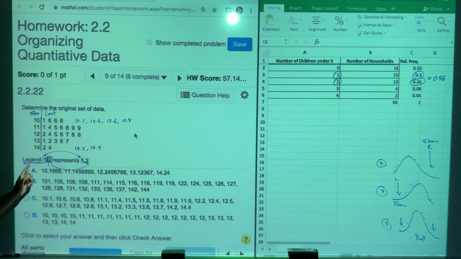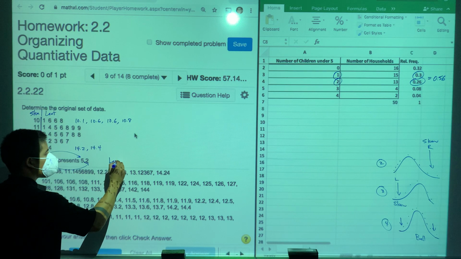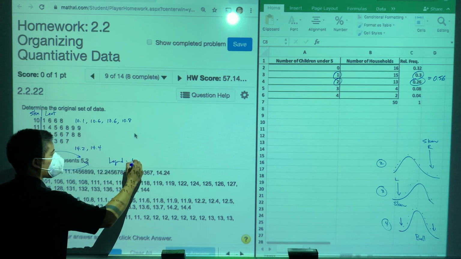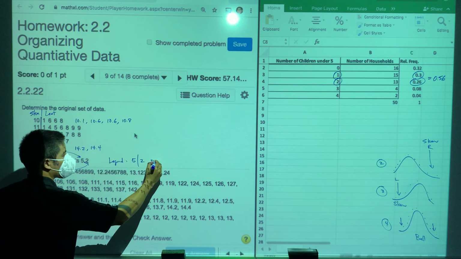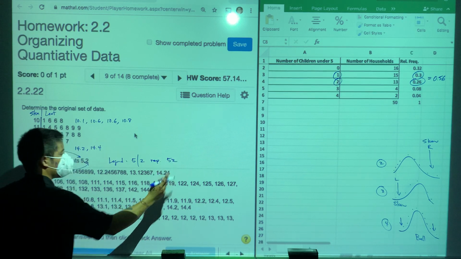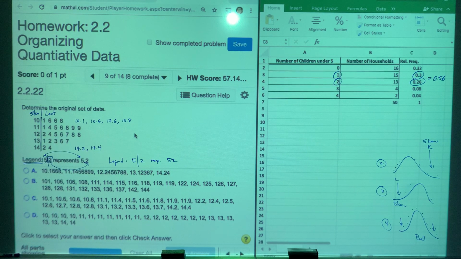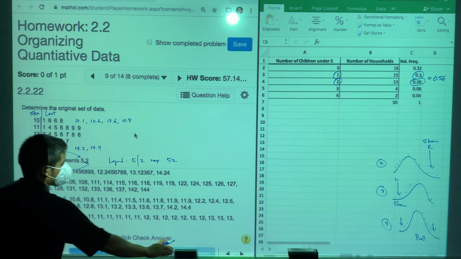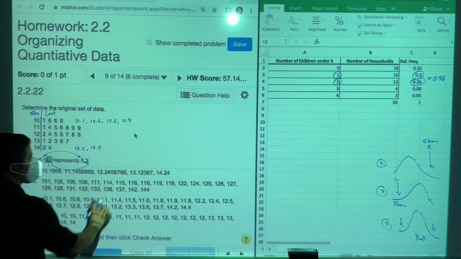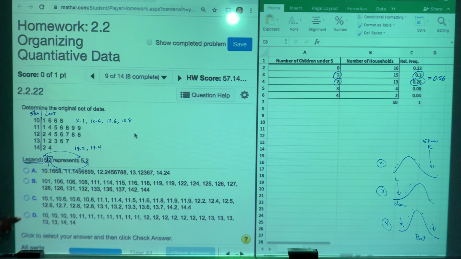Why? Because if this legend said 5/2 represents 52, then that would change things. And it could happen that way as well. So it would be 101, 106, 106, 108, 142, 144, and so on. You with me? So you must pay very close attention to the legend. If you misread the legend, you will misread your data.